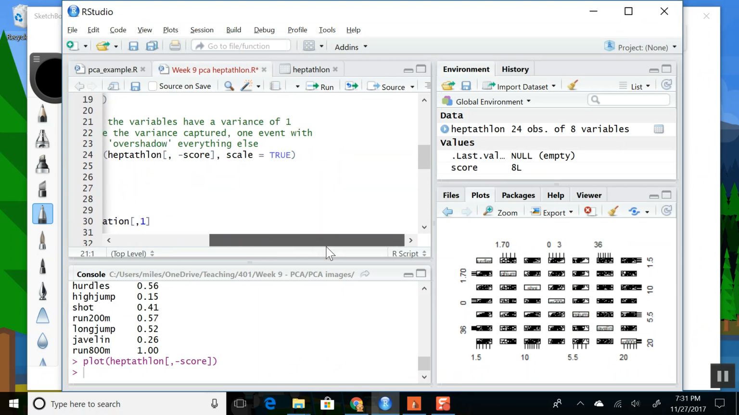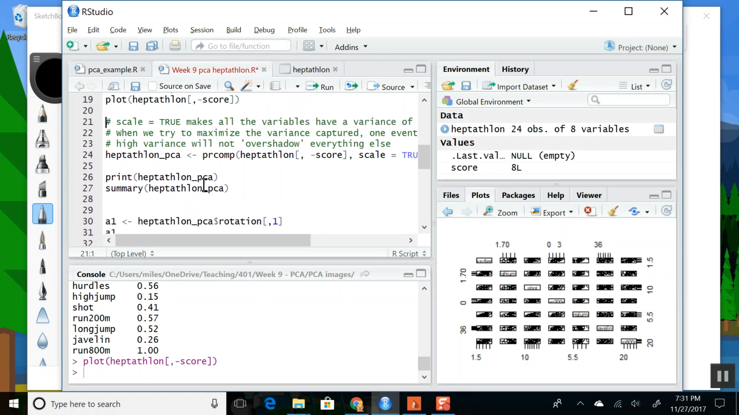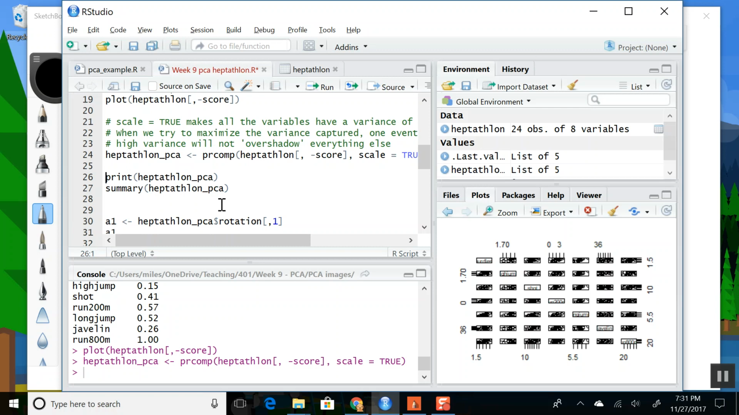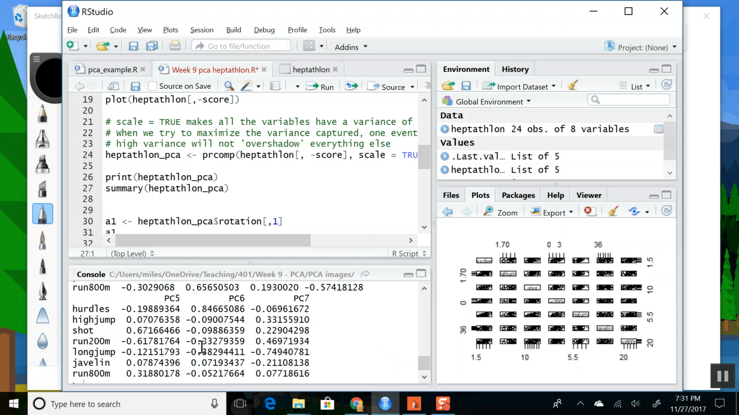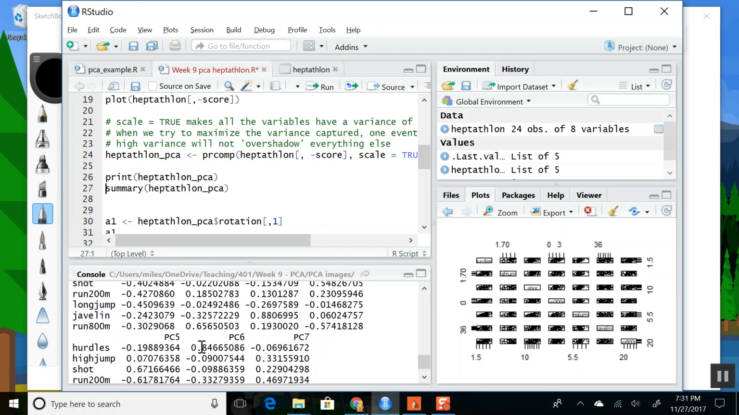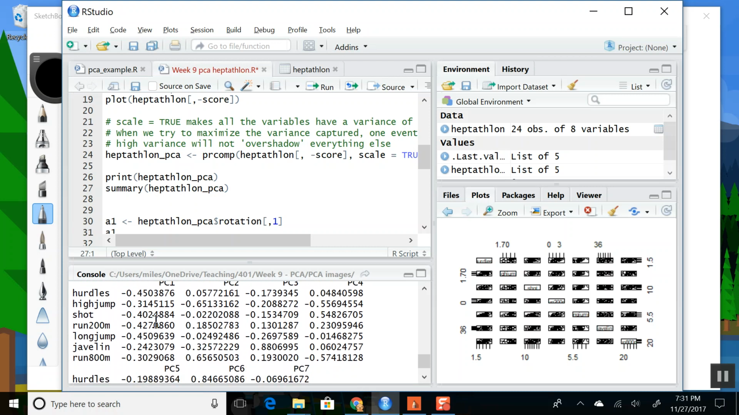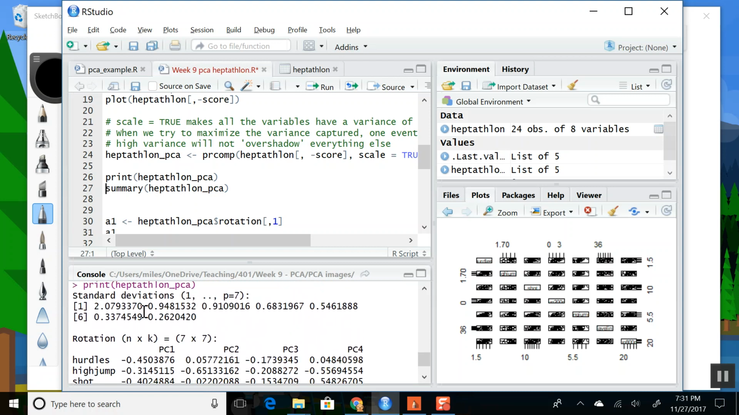Okay, so how can we do principal components analysis? Well, one way is we can just use the command prcomp. There's also a command pca. Okay, we can do prcomp, and this with scale equals true scales all the variables to have a variance of 1, which is a desirable thing. And here it just produces all of our principal components, and it says these are the loadings that we would use.